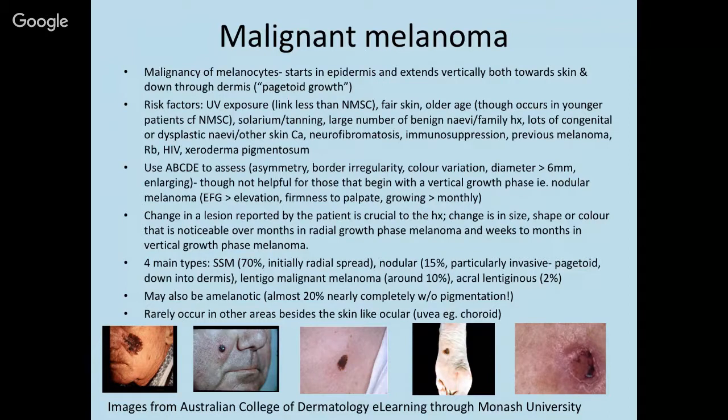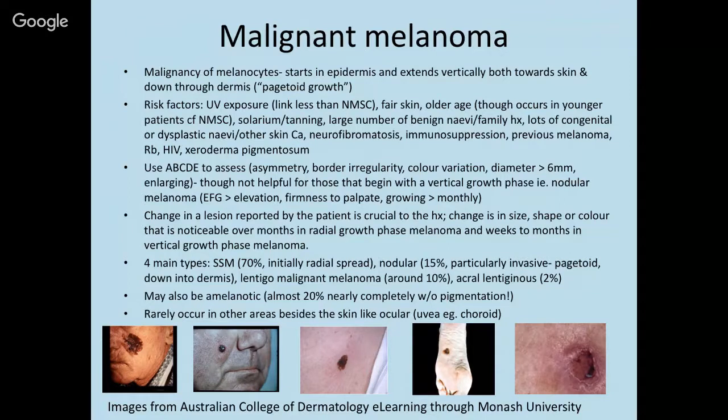So they have the EFG for those types. So you look at the elevation, the firmness to palpation, and also how quickly it's growing. So if it's growing at greater than about 2 to 4 week periods, when you notice change within that time, you have to be really worried.